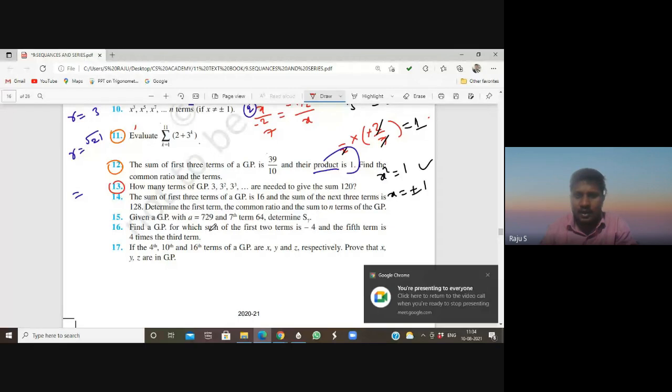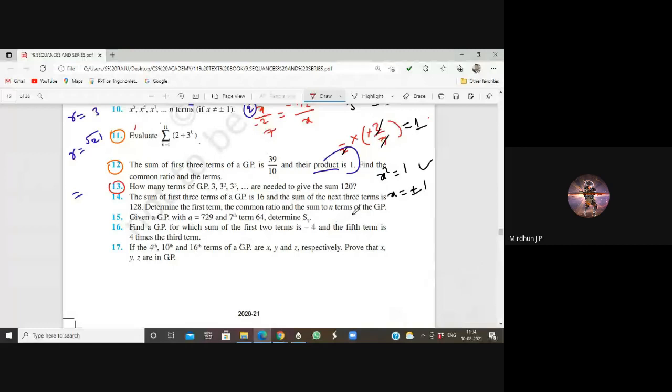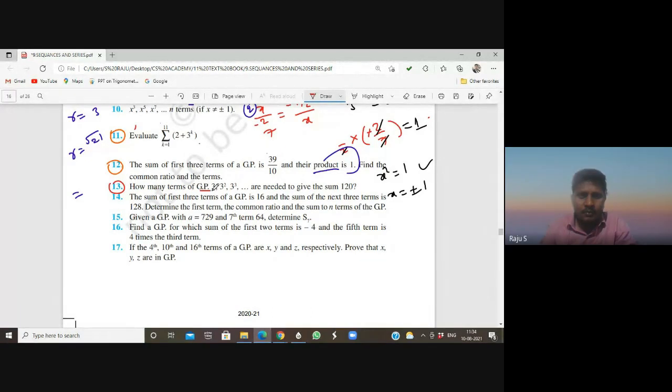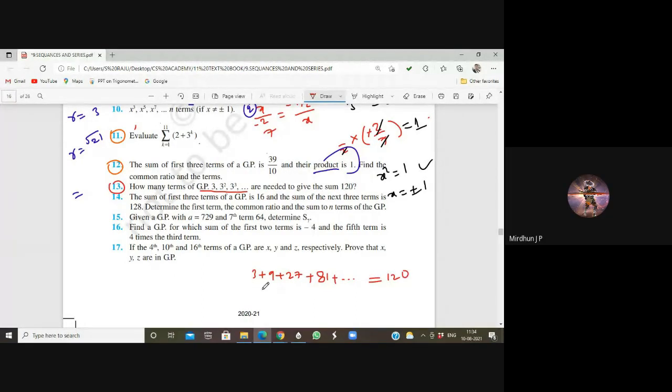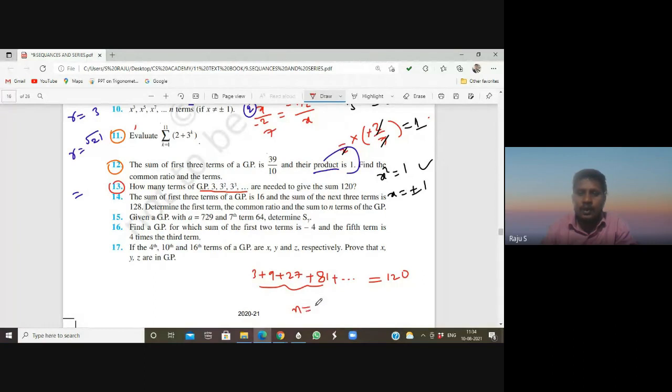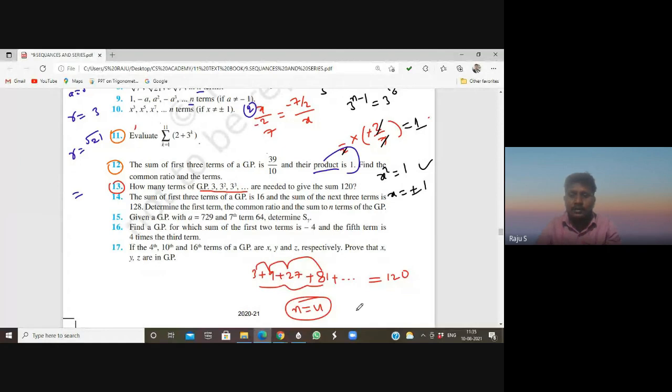Can anyone say what we shall do in question number 13? Sir, find the A value and R value, and evaluate with the sum value. How many terms in the GP? Like 3 plus 9 plus 27 plus the next 81 plus so on. Sum equal to what? After 81, it will be correct, sir. Okay, we are taking only 4 terms, so n is equal to 4. Indirectly, we got the answer. If it is an OBT question, the answer is 4.